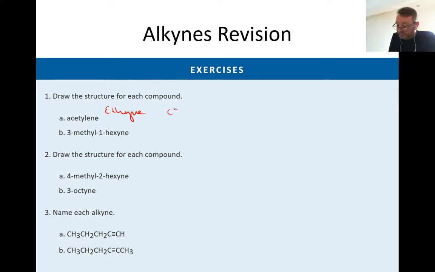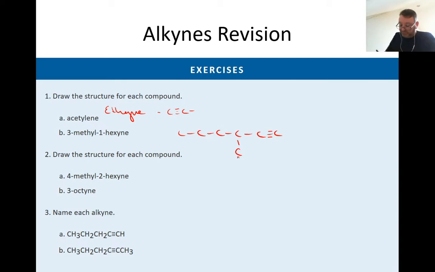It's that. 1, 2, 3, 1, 1. And then 3-methyl-1-hexyne. Now let's start here. Hex is 6. 1, 2, 3, 5, 6. Hex-1-yne means the triple bond is going to be here after the first carbon. And on the third carbon, there is a methyl group.